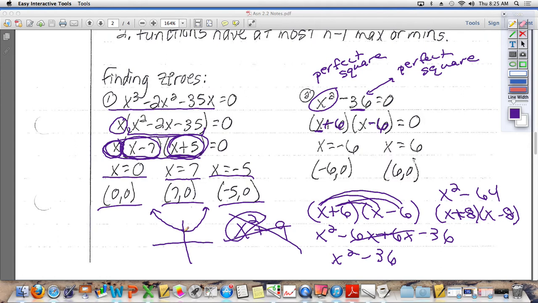So it has to be a minus, has to be a minus. All right. So x squared minus 36 factors to x plus 6, x minus 6. The factors then are negative 6 and positive 6. So you write it negative 6, 0, 6, 0.